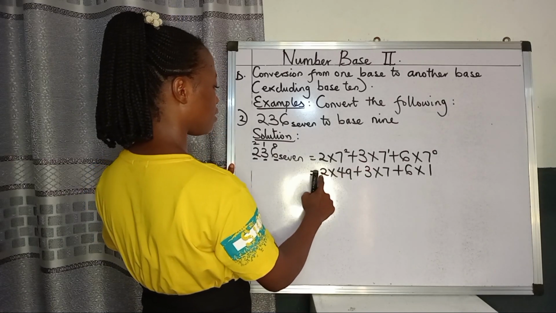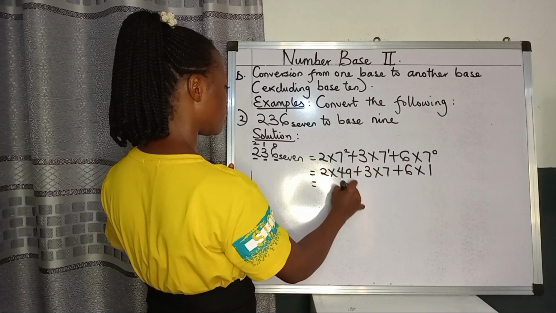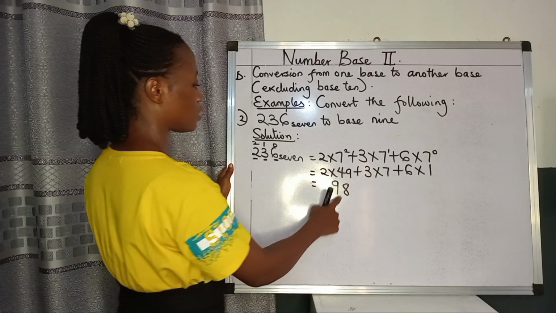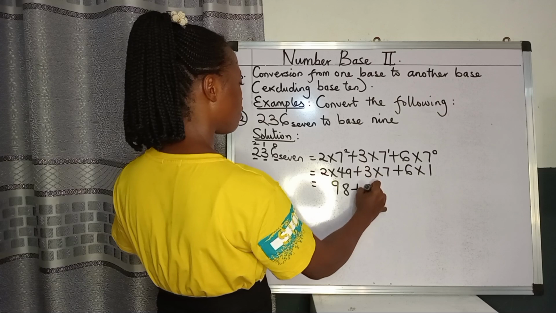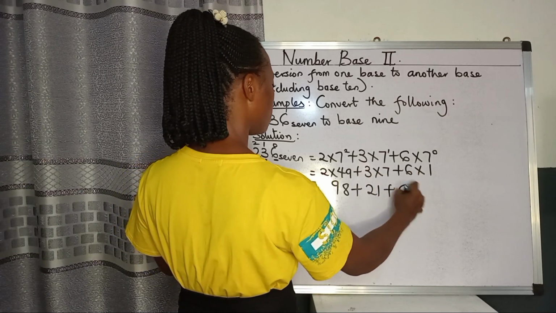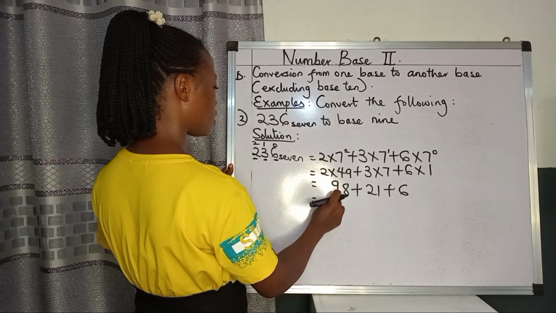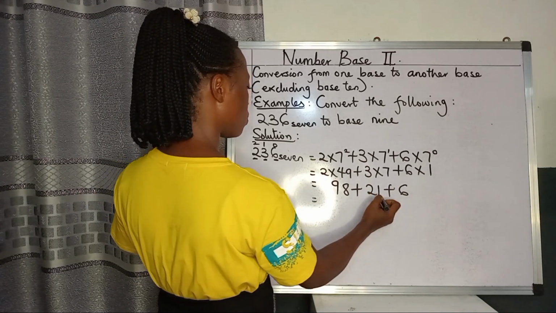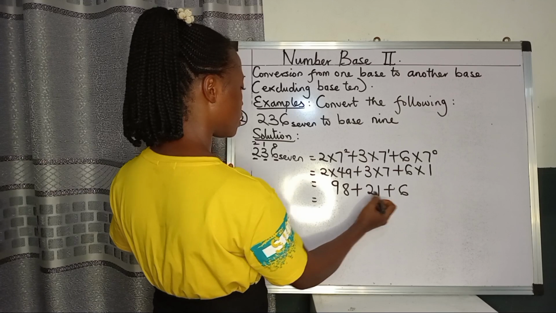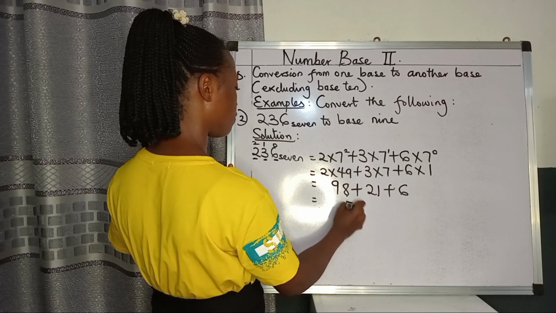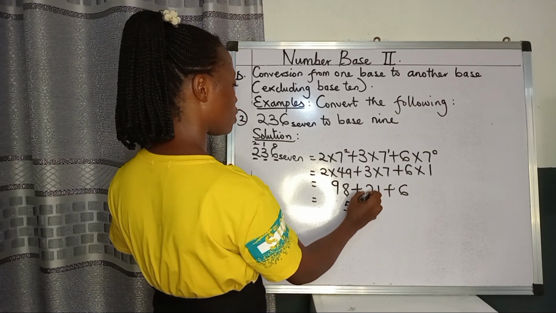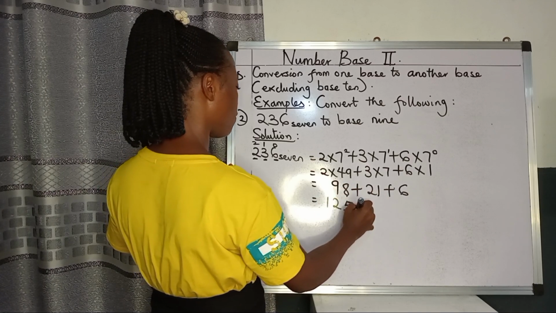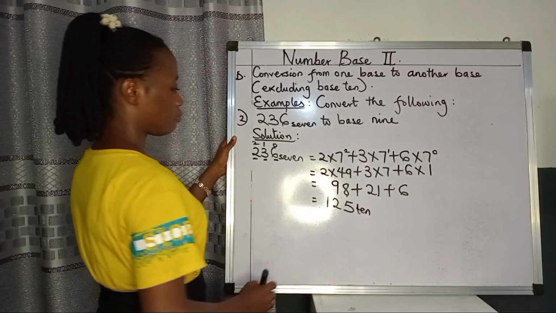2 times 49. 2 times 9 is 18. 2 times 4 is 8 plus 1, 9. So 2 times 49 is 98. 3 times 7 is 21. 6 times 1 is 6. Alright, this gives us 98 plus 21 plus 6. 6 plus 1 is 7, right? 7 plus 8 is 15. 15, 5 take 1. 1 plus 2 is 3. 3 plus 9 is equal to 12. So I have 125 base 10.